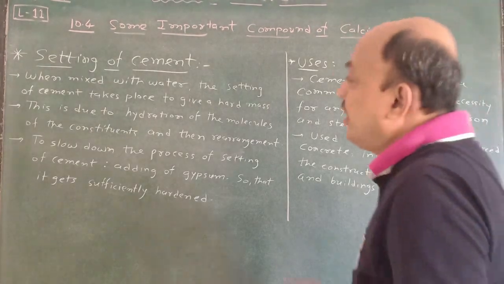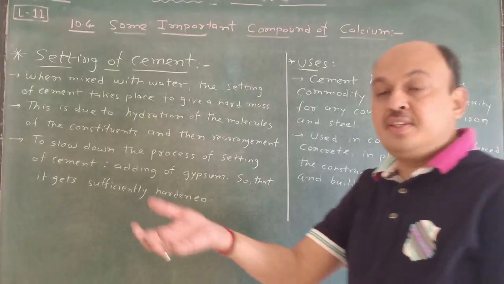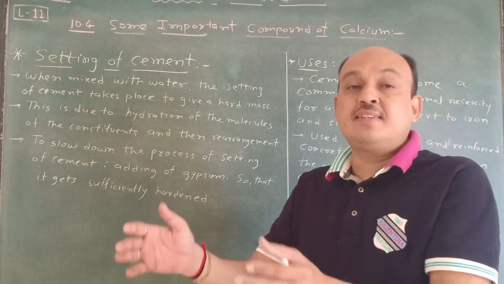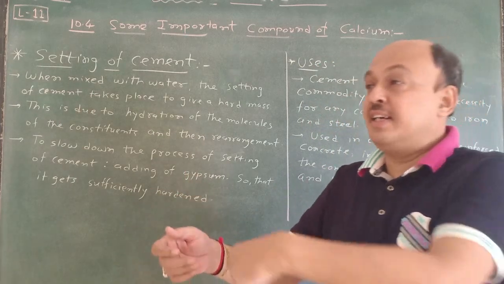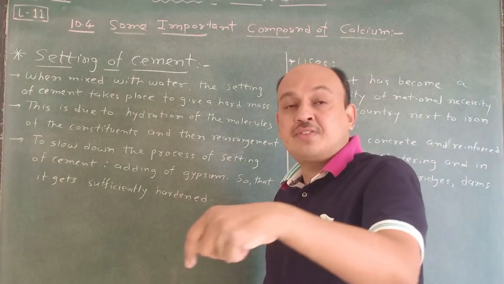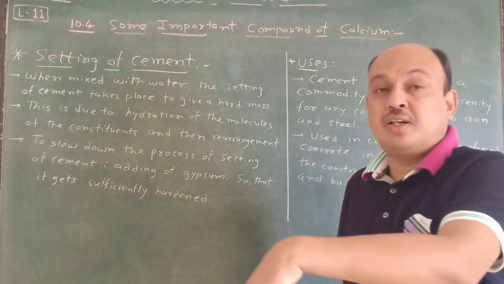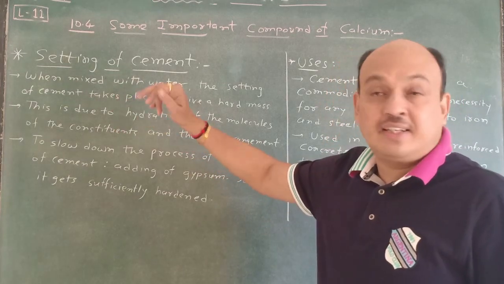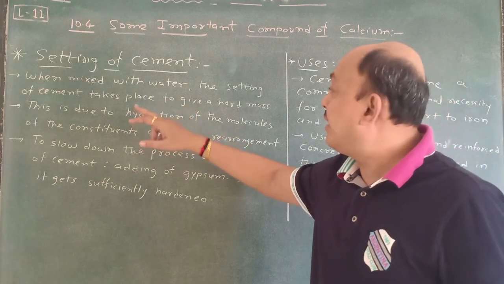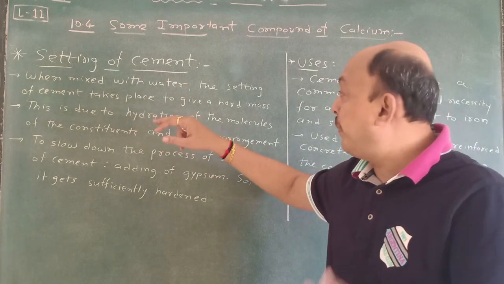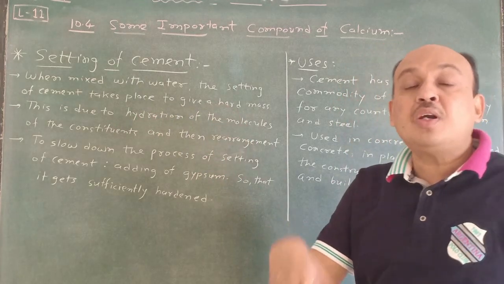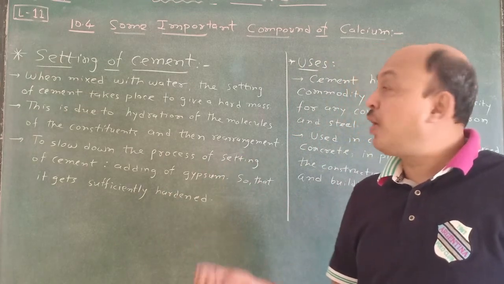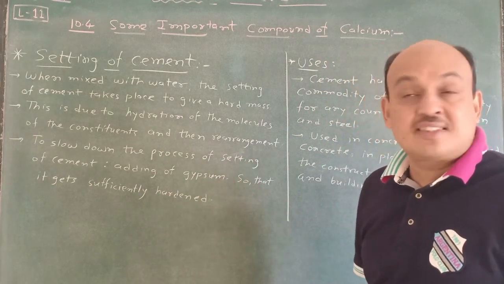So setting of cement means that when you add water to cement, it becomes completely hard. Whatever apparatus or vessels we use to hold the cement, it totally sticks and becomes hard, a solid part. To slow down this process, it is required to add a certain agent, that is nothing but gypsum.